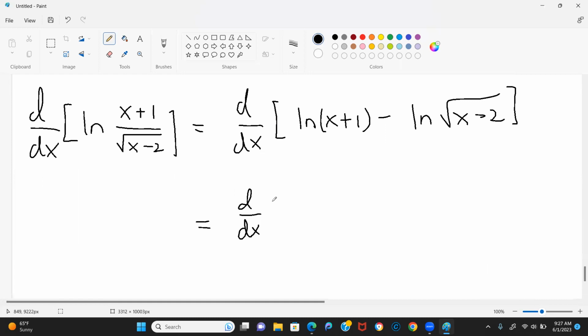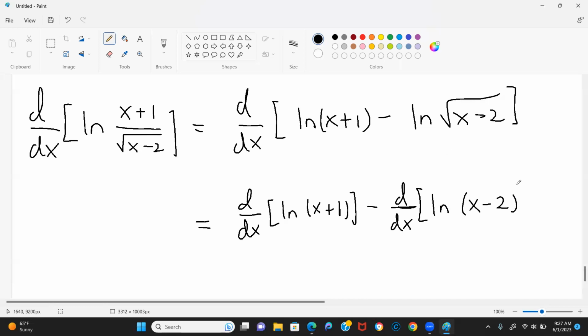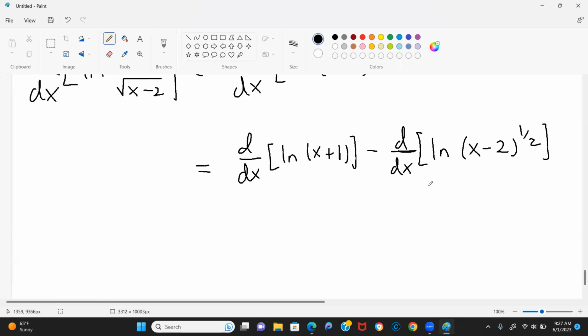So I get the derivative of ln of (x plus 1) minus the derivative of ln of the square root of (x minus 2), but I'm going to write this as (x minus 2) to the 1/2. And now I'm going to use another log rule. It says when you take the logarithm of something to a power, the power becomes the coefficient.